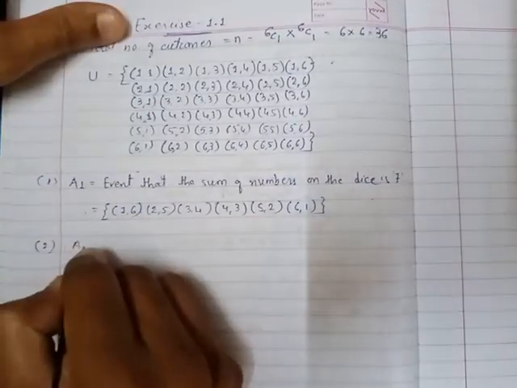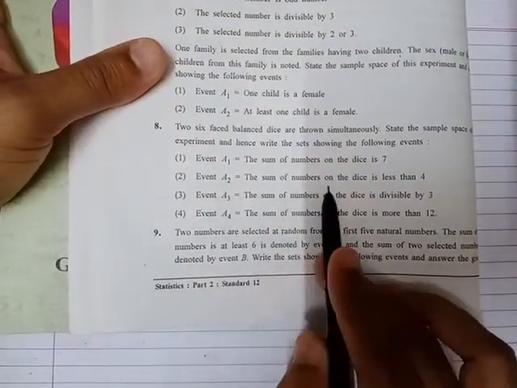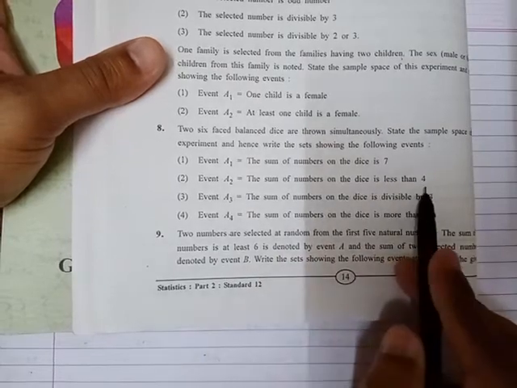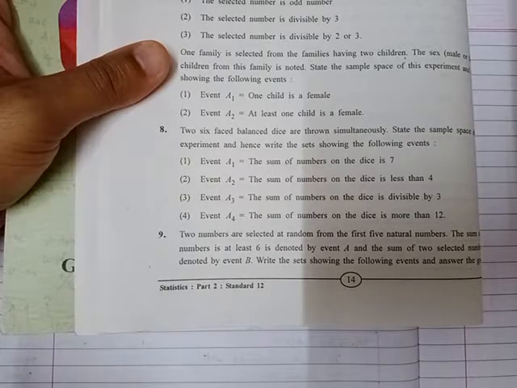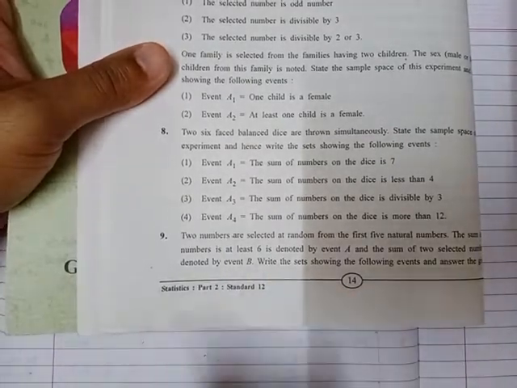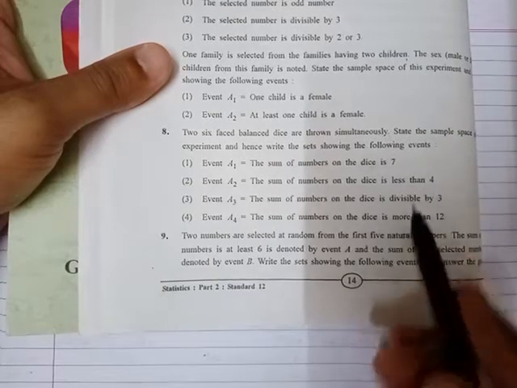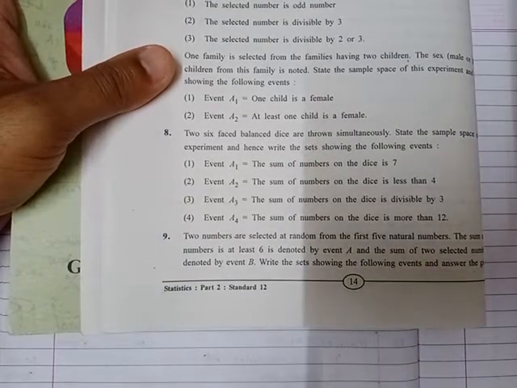Similarly, event A2 now we will see. So what is the event A2 given? The sum of the numbers on the dice is less than 4. Less than 4 means 3 or less, not 4. 4 is not considered over here. So the maximum total we want is 3. Right? 3 or less means it can be 0 or 1 or 2 or 3.